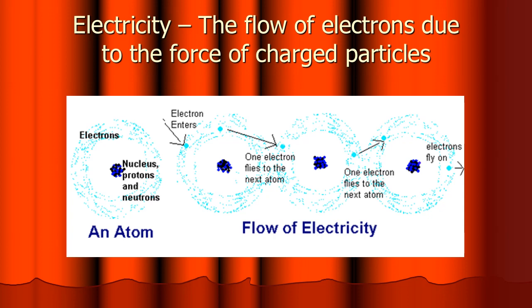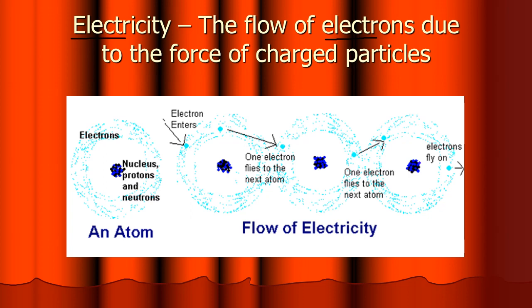First thing we need to understand about electricity in general is that electricity is the flow of electrons due to the force of charged particles. So first of all, you might notice that it is called electricity and that it is the flow of electrons. That's not a coincidence. That's why it's called electricity.